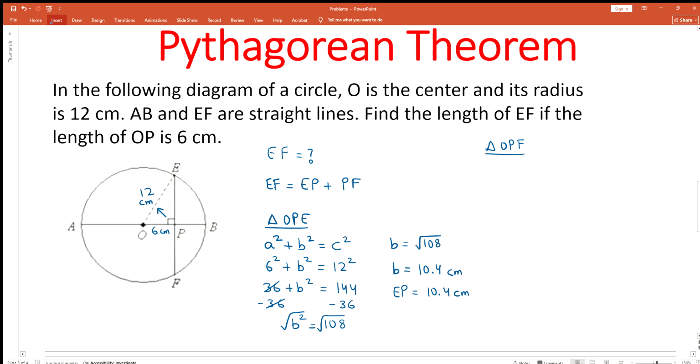To find the length of PF, triangle OPF is also a right angle triangle because line segment EF is a straight line. Therefore, the measure of angle P in triangle OPF should also be 90 degrees because adjacent angles on a straight line are supplementary angles or their sum is equal to 180 degrees. In triangle OPF, OF is the hypotenuse and its length is 12 centimeters, the radius of the circle. We can use Pythagorean theorem equation to find the length of PF.